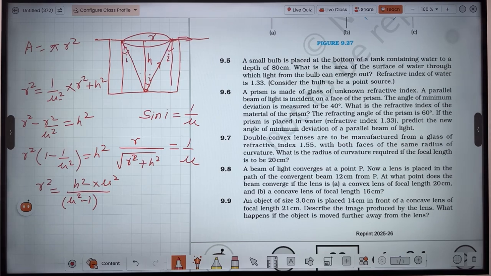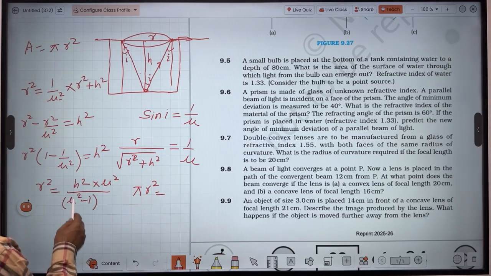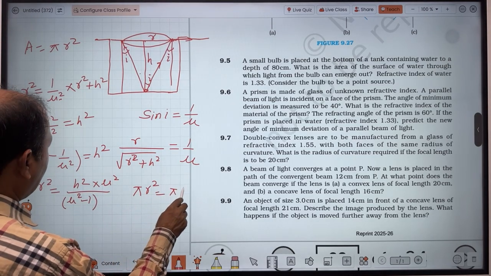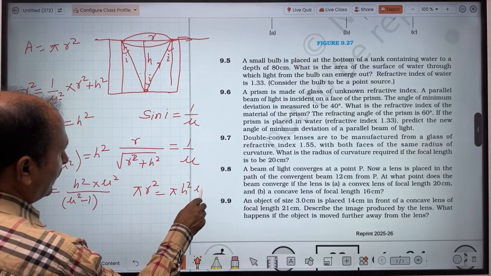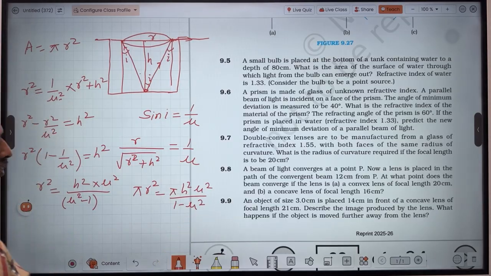Up to here, is there any problem? Here what I have done is taken LCM, mu square minus 1 divided by mu square, and the same thing is written here, mu square minus 1 upon mu square, so mu square goes into the numerator. Now what do we need? We need pi r square. So for this, we just multiply this result by pi. So we can say pi h square mu square divided by 1 minus mu square. So this will give our required result.